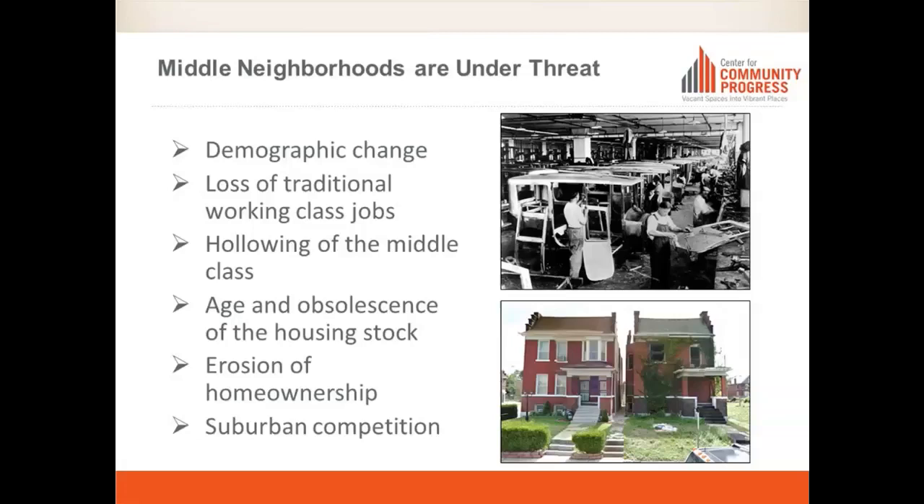Home ownership since the foreclosure crisis has gone down. And finally, particularly for urban neighborhoods where people are confronting issues of declining public services, school quality, and safety, the suburbs beckon as an affordable alternative. So all of these factors have placed stress on middle neighborhoods generally and urban middle neighborhoods in particular.